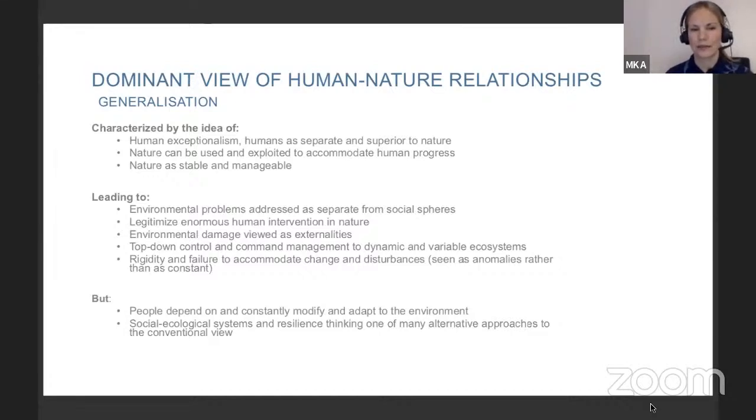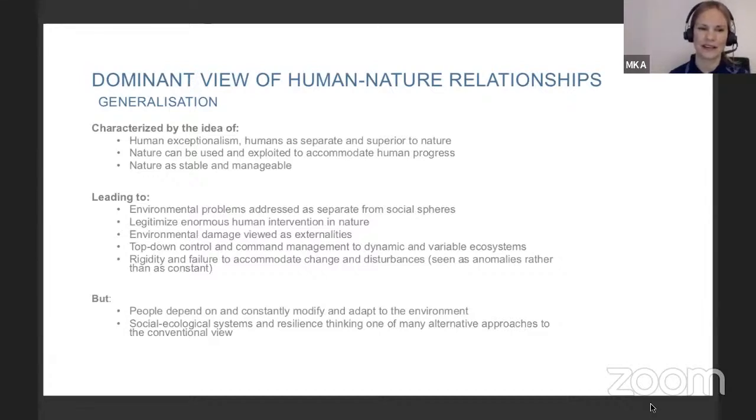It's also leading to top-down command and control management to try to tame and manage dynamic and variable ecosystems. And this also causes a failure to accommodate change and disturbances, which in this generalized view are seen as anomalies rather than a constant. But we all know that people depend on and constantly modify and adapt to the environment.